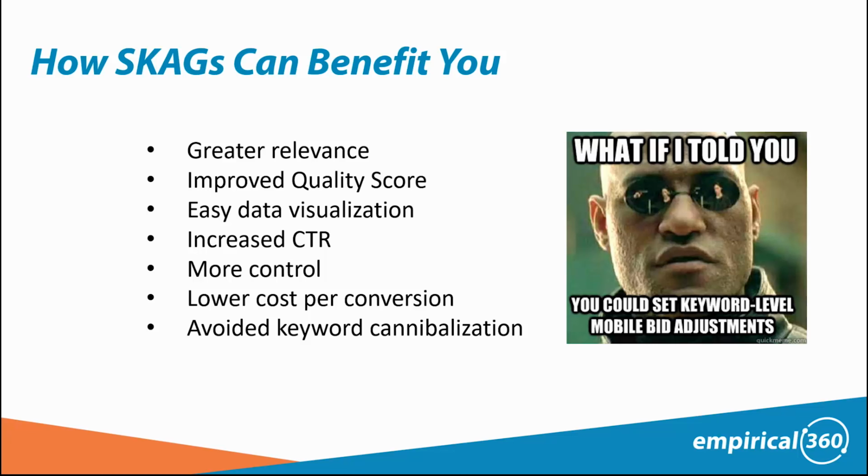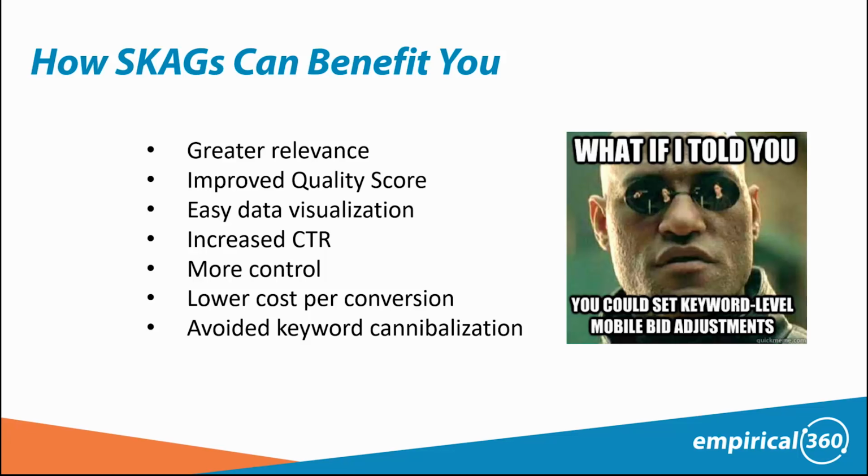Keyword cannibalization often happens when you have multiple keywords in an ad group and only 1 or 2 of the keywords are getting all of the volume. So what you can do with SKAGs is enter ad group level keywords, which will filter your traffic to the correct places.